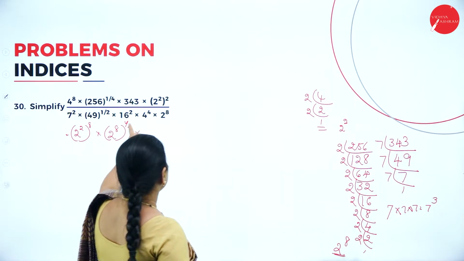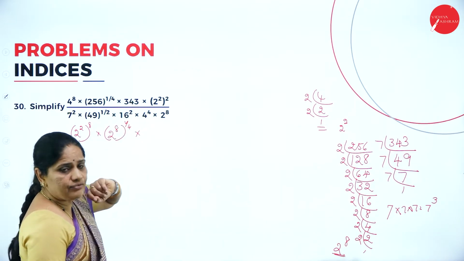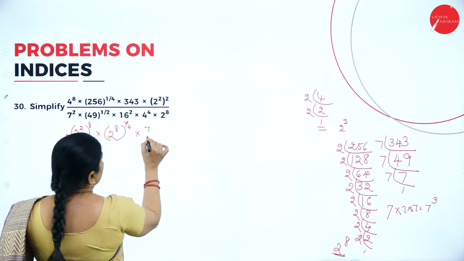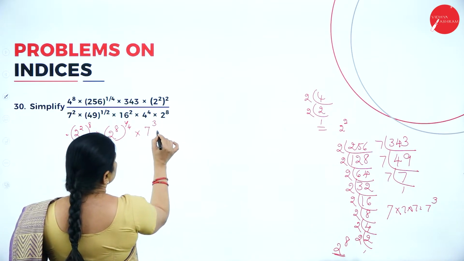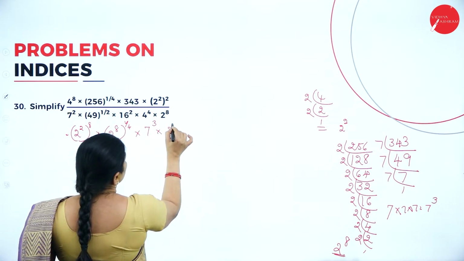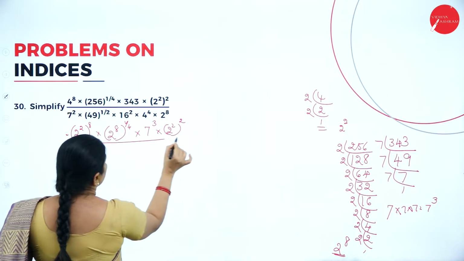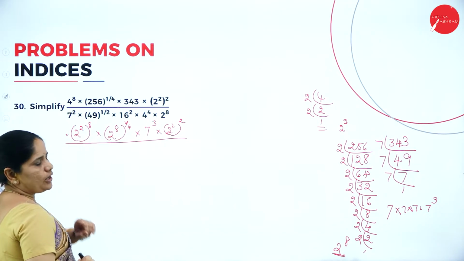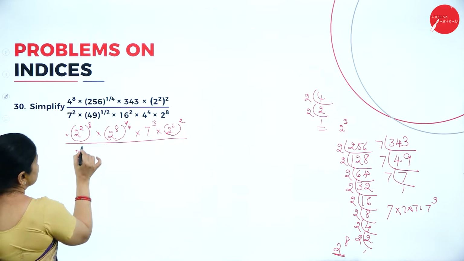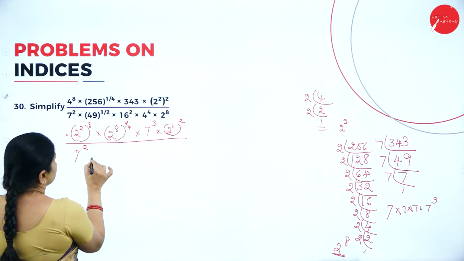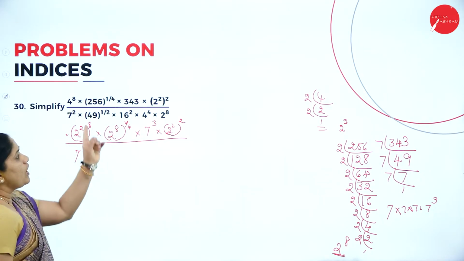So instead of writing 343, I will write it as 7 to the power 3 into 2 square to the power 2. That is as it is I am writing. Now, in the denominator, I already have 7 square. So no problem here. Then I am having 49.